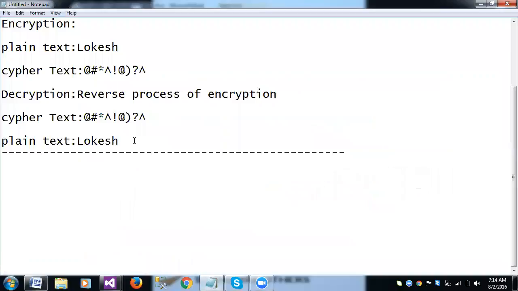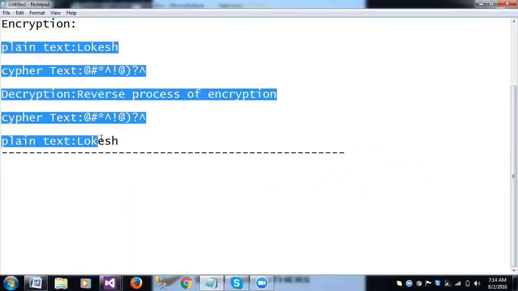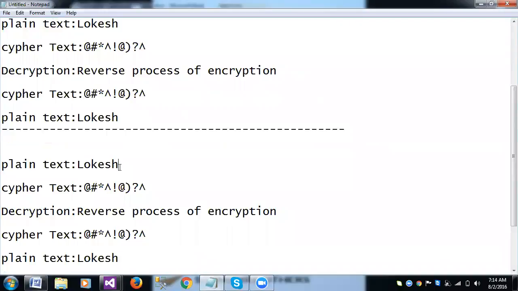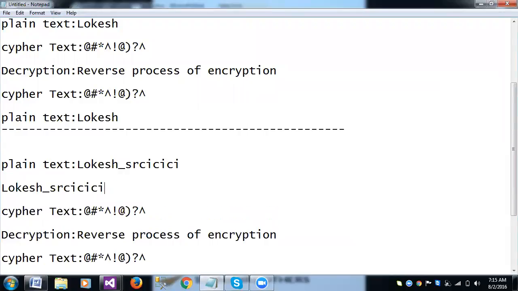False data means the first original name is Lokesh only, but we are not going to render the same data for encryption. We will use some other name along with that, but the actual information is only here, not like this name. Everything we have to apply something like SRC for ICICI. So whenever another name is coming, something like Pallavi, the same thing will be added as false data.